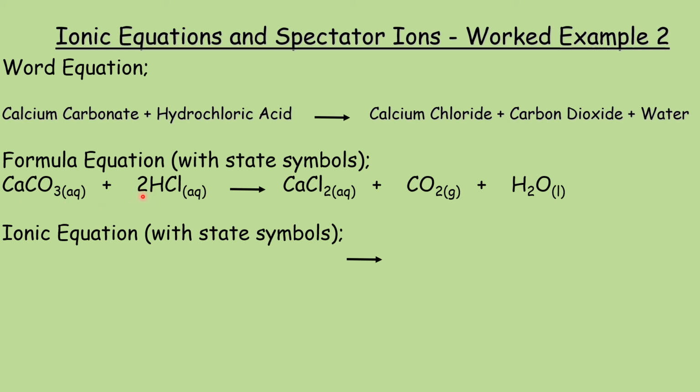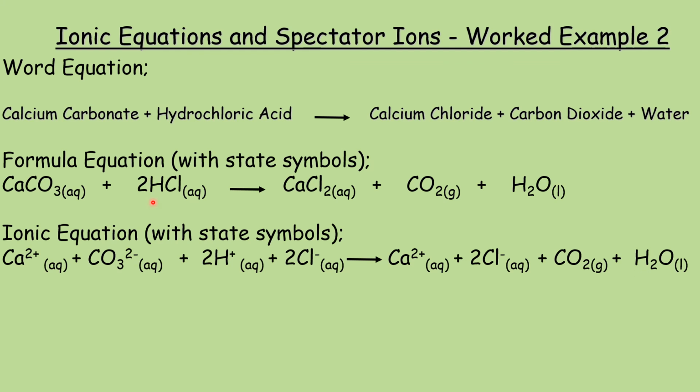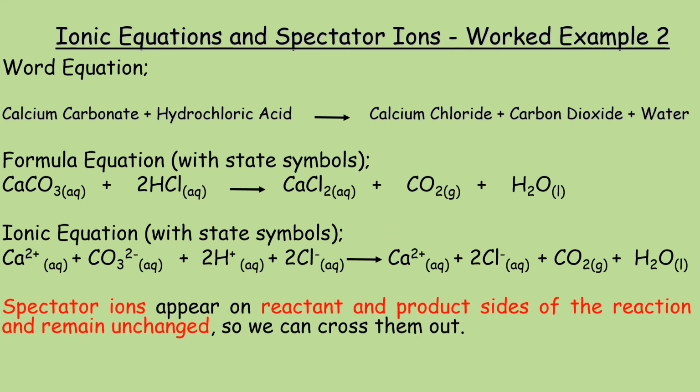Now what you'll notice is because this one is balanced, we've got 2 HCl. That means that when we break this one apart, we're going to have 2 of the hydrogen ions and 2 of the chloride ions. But like I said, good news, you do not need to be able to do the step shown on the screen just now. You need to be able to do the next step, which is, firstly, identify the spectator ions.